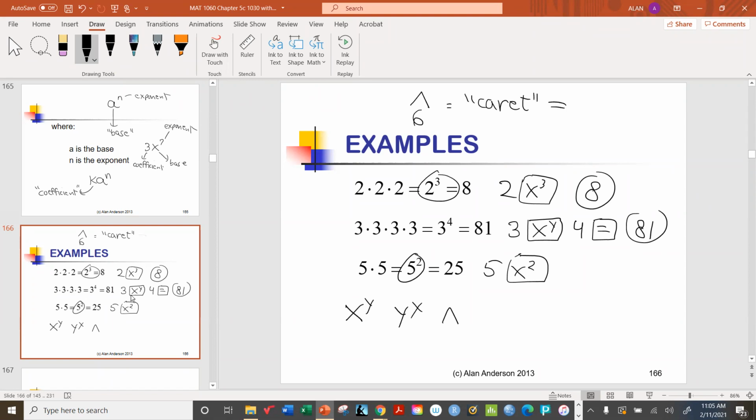Not to be confused with this kind of carat. What kind of carat is that? It's usually used to represent the purity of a diamond. Okay, so this caret is not that carat, and it's certainly not this carrot. Okay, no, do not confuse these.